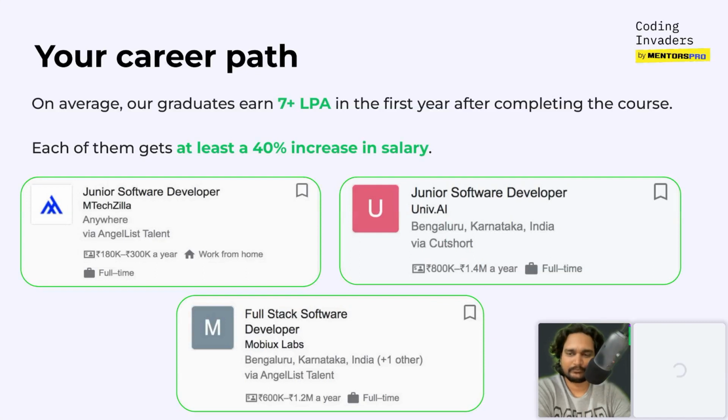I'm not asking you to keep working 24 hours, but in general, I would say at least try to invest 2, 3 hours apart from your office work on your own personal skill sets. And if you do that, it will help you in the long run.